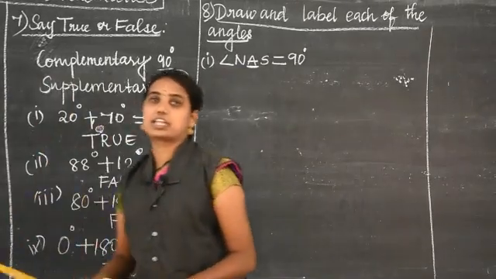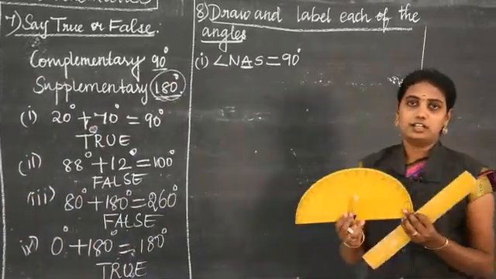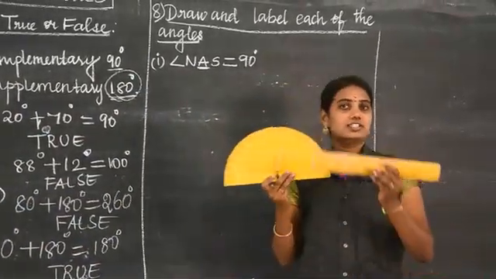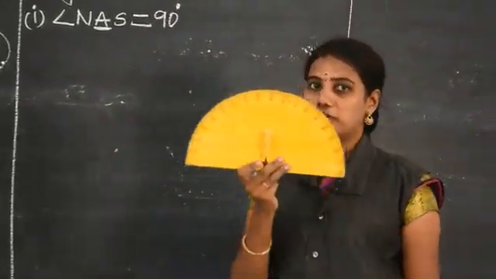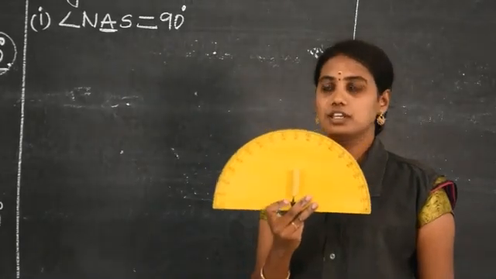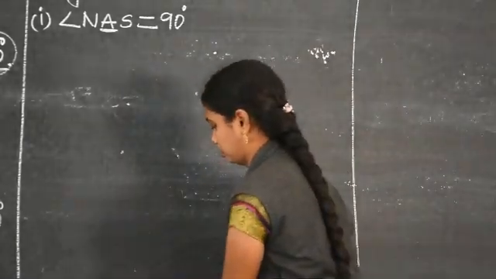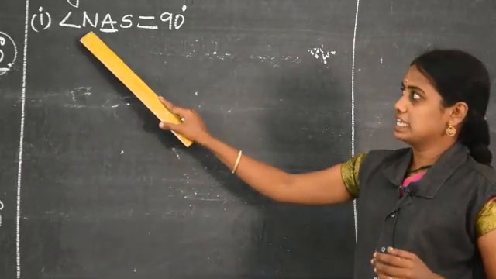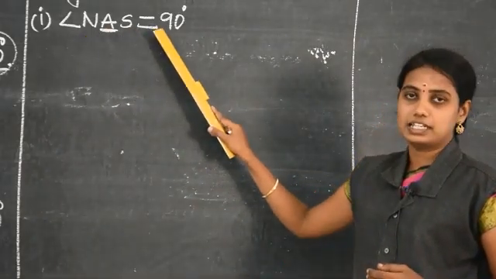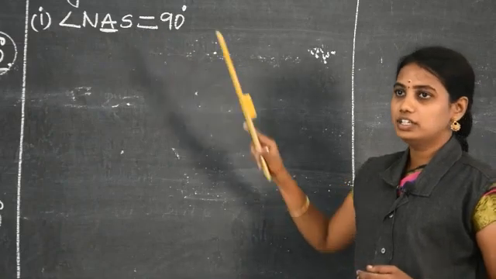Now, everyone take your scale and protractor. This is your protractor. This is your scale. Now we are going to use your protractor. How to use? Listen to me. Here the given is angle NAS equal to 90 degrees.